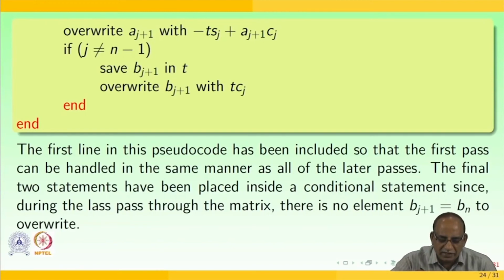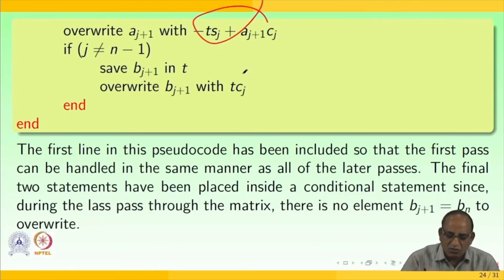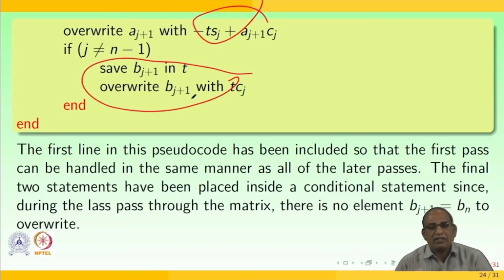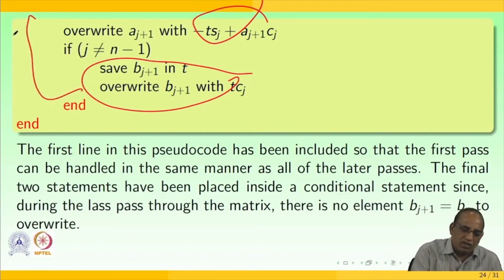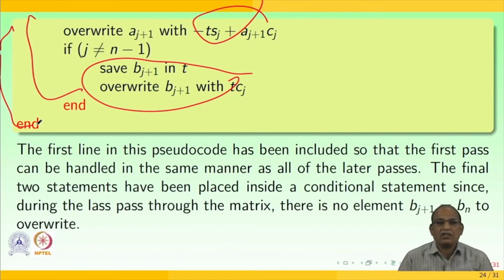And when you overwrite Aj plus 1 with this matrix, we save Bj plus 1 in t and make an n. So the previous loop ends over here and the final loop ends over here. The first line in this pseudocode has been included so that the first pass can be handled in the same manner as all of the later passes.